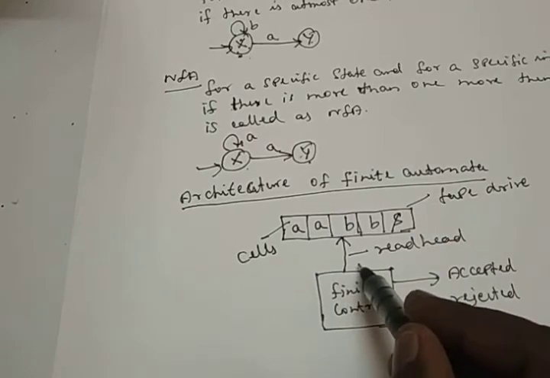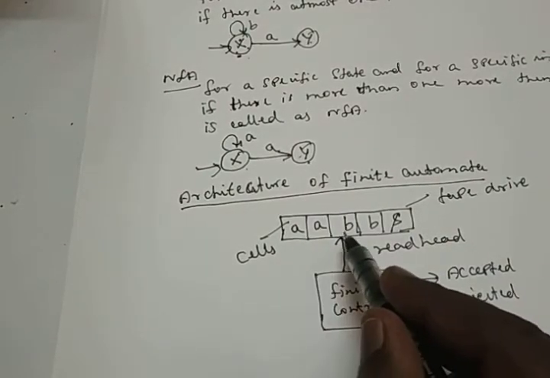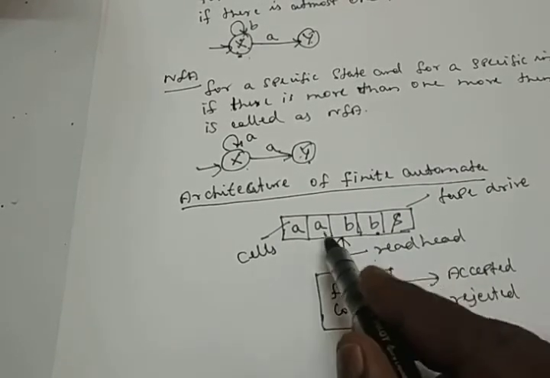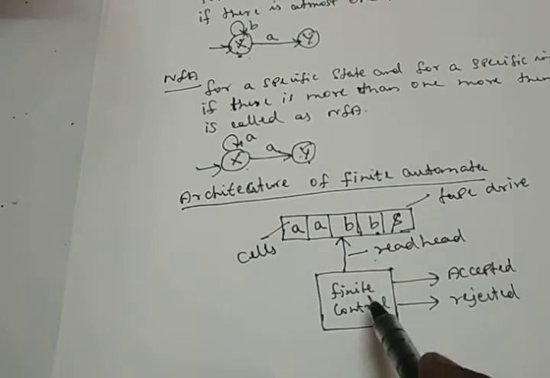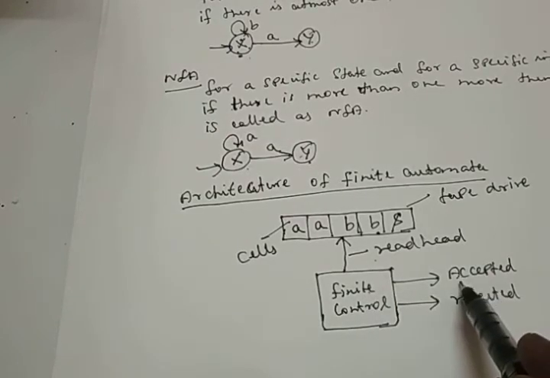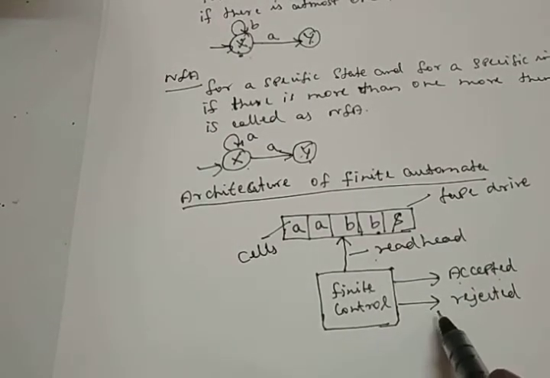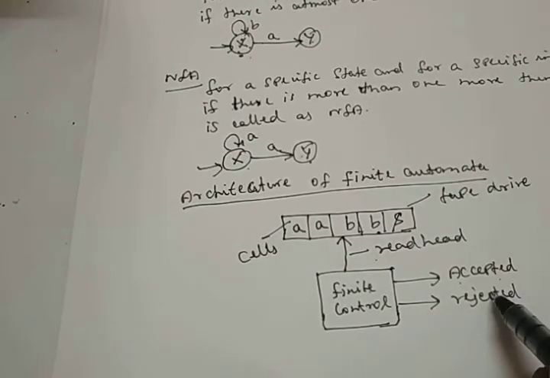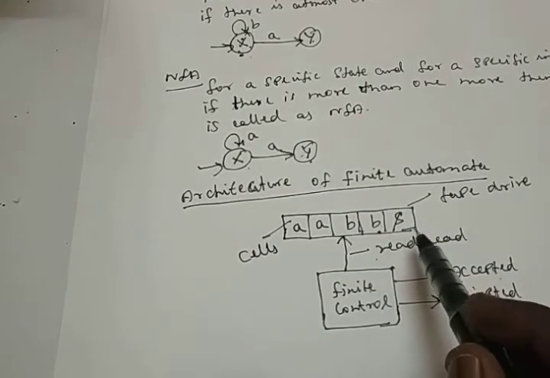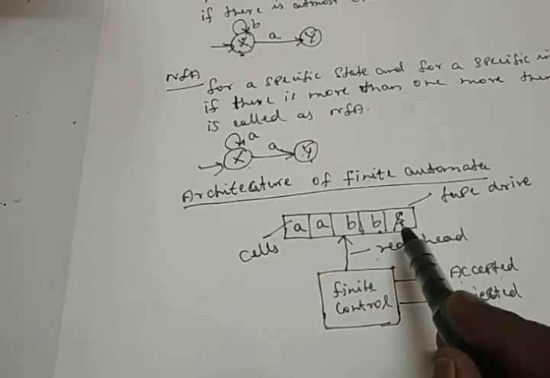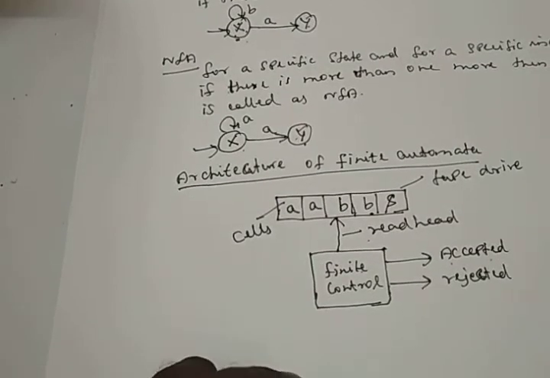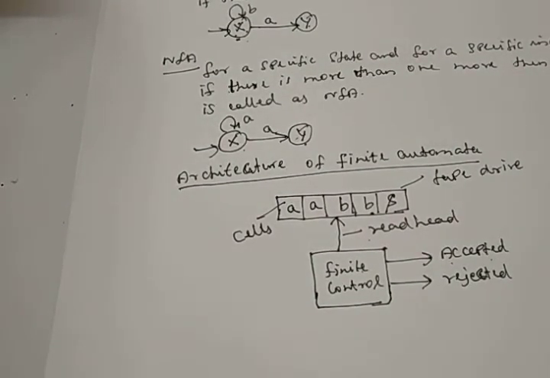This read head reads one symbol at a time. Once it reads a particular symbol, B, it moves to the right side and reads the next symbol. Similarly, it travels from left to right. If the string is valid, the finite control gives the statement accepted, and if it is invalid, it says rejected. All the strings of regular languages can be placed inside this tape drive, and it will accept or reject based upon the pattern of the language. So this is called the architecture of finite state automata.